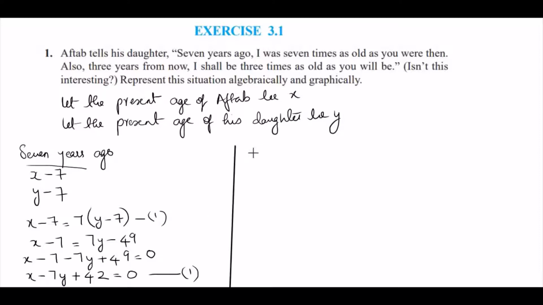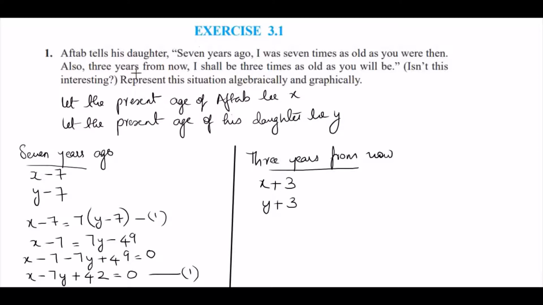Now let's write the next linear equation in two variables, that is 3 years from now. So 3 years from now, that is in the future. So what will be Aftab's age 3 years from now? His present age is x. So 3 years from now he will be x plus 3. And similar way his daughter will be y plus 3.